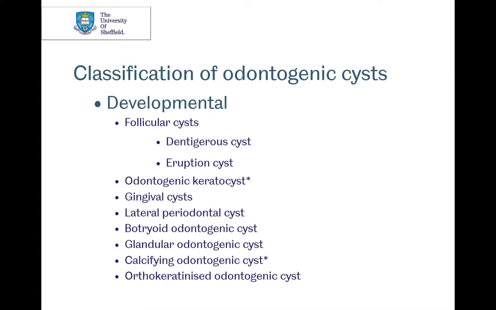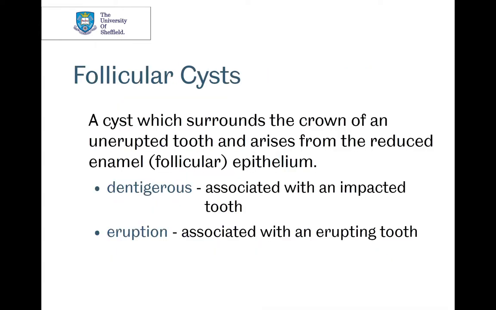In this section we're going to have a look particularly at follicular cysts and the odontogenic keratocyst, but we will very briefly mention some of the other cysts in the list that follow. But the two most important ones are those which are arising in the follicular tissues and the odontogenic keratocyst. So we'll deal firstly with follicular cysts.